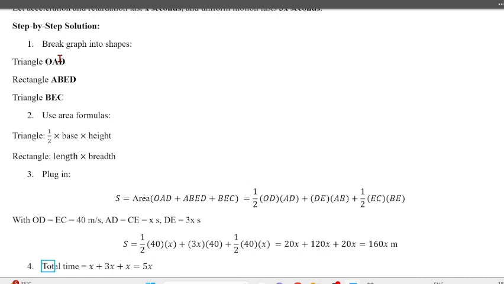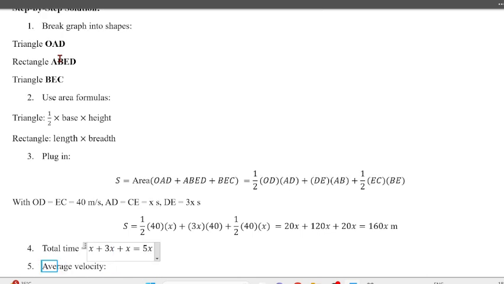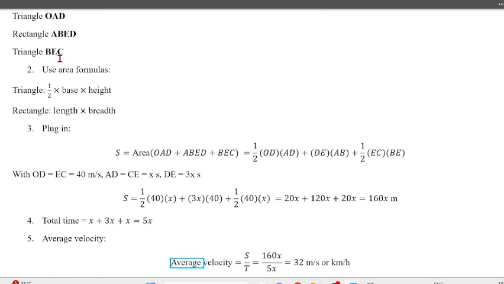Step 4: total time is equal to x plus 3x plus x equals 5x. Step 5: average velocity. Average velocity equals S over t equals 160x over 5x equals 32 m/s.